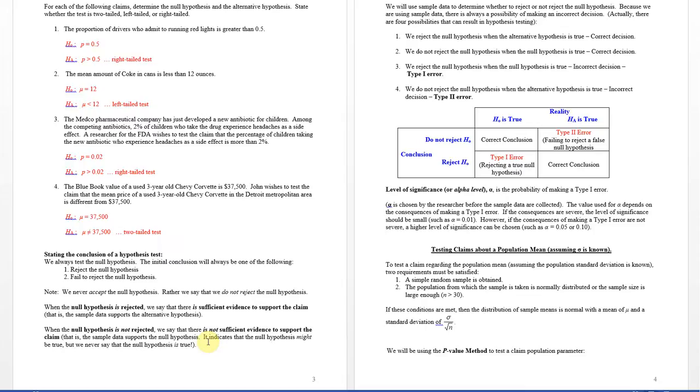So don't say it is true. Be careful. We will use sample data to determine whether or not to reject the null hypothesis. Because we are using sample data, there's always the possibility of making an incorrect decision, because different samples yield different results.